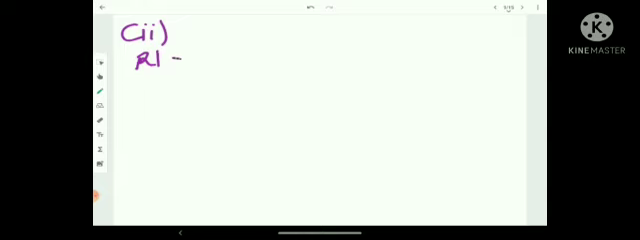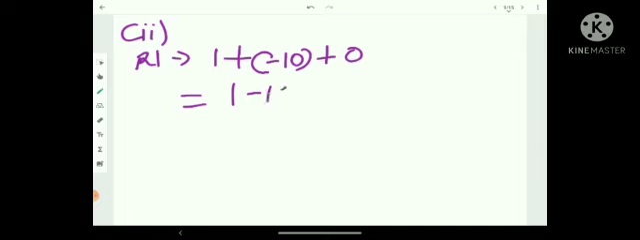row 1, 1 plus minus 10 plus 0. So 1 minus 10 plus 0. So 1 minus 10, it cannot go. So integers wise it can go. So minus 9. Minus 9 plus 0 as the numbers. Okay. So now row 2.